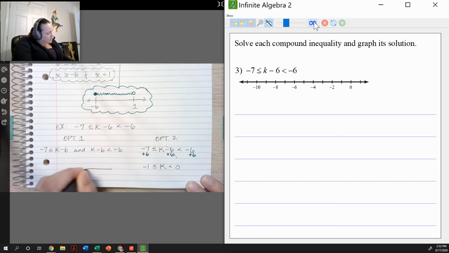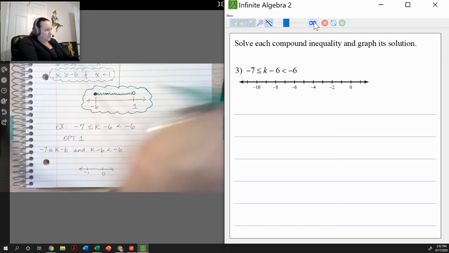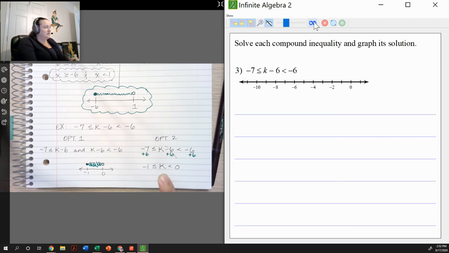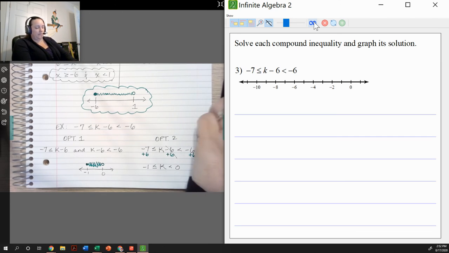Okay, so if I go over here to my number line, if I have -1 here, I have 0 here, so I have less than or equal to, so that is a closed circle. Less than is an open circle, and since this is an and, I shade in between. Okay? All right, so that brings us to the end of our videos.